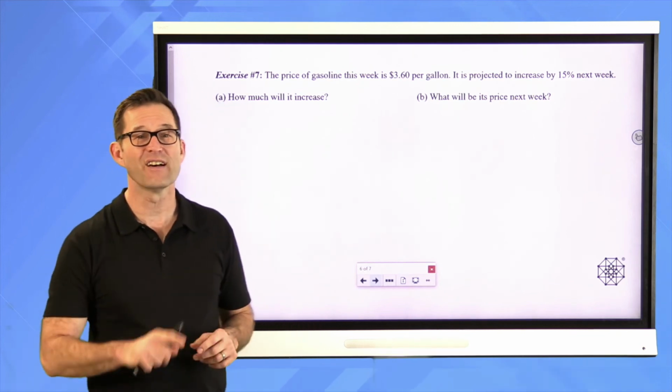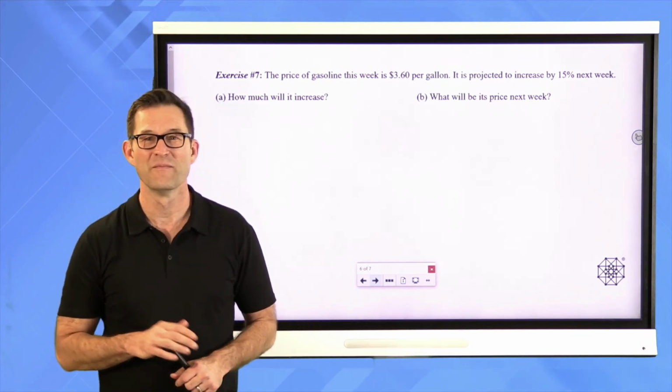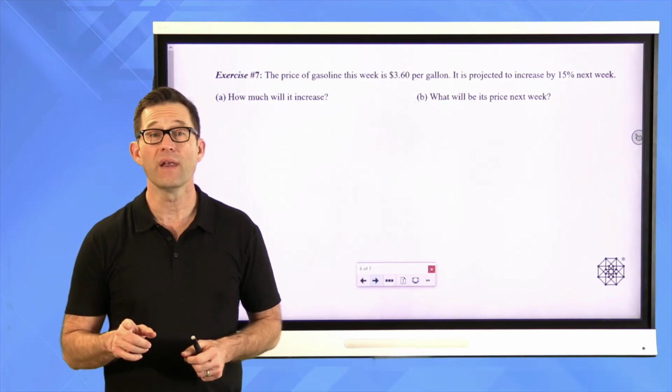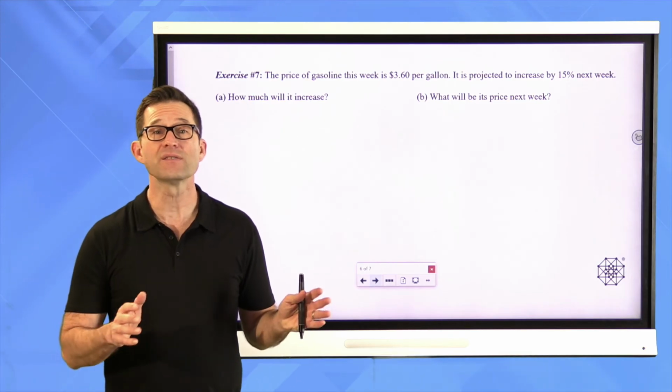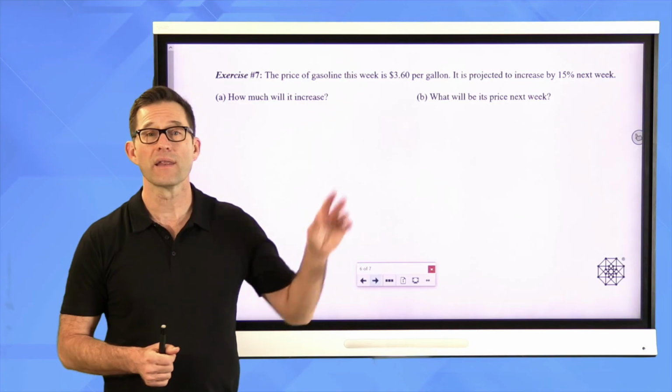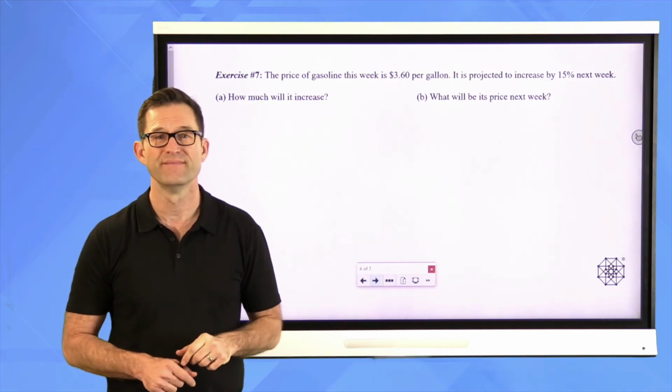All right, exercise number 7. Let's take a look at one last one. The price of gasoline this week is $3.60 per gallon. It is projected to increase by 15% next week. Letter A, how much will it increase? And letter B, what will be its price next week? We're going to work in the next lesson exclusively with things that are increasing by a certain percent or decreasing by a certain percent. I'd like you to try to work through this one.